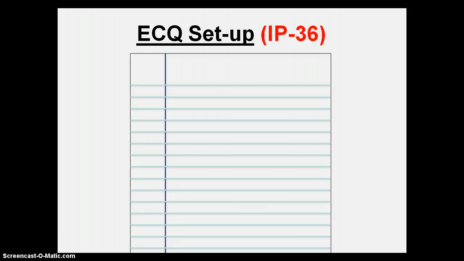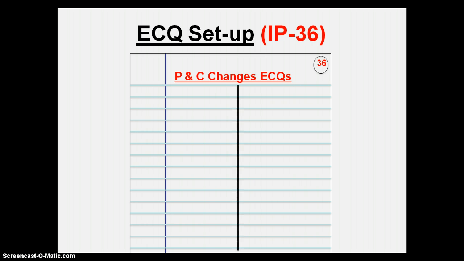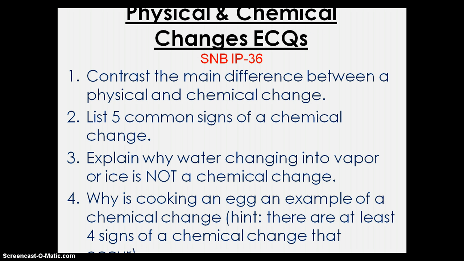So for today, go ahead and set up your ECQs. This is on page IP36. The title is Physical and Chemical Changes ECQs, or you can write PNC Changes ECQs. Divide your paper in half for the questions on one side and the answers on the other side. Leave the answers blank until after your notes, but first we'll be taking down questions.